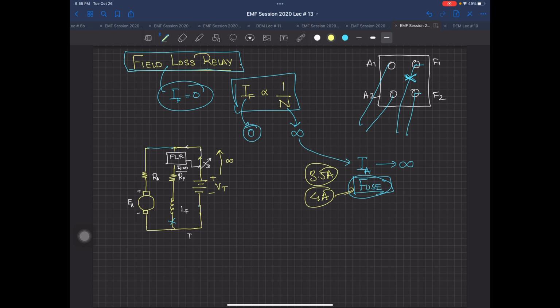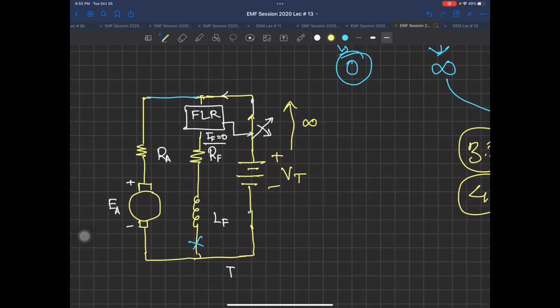But when you are working in the industry and you have very big machines taking hundreds of amperes of current, even before the fuse or any other protection scheme can work, the motor will be damaged. So to avoid that damage, field loss relays are very important for big machines, because they detect when your field current goes to zero. This is going to be a small circuit breaker here, and this circuit breaker will be turned off.